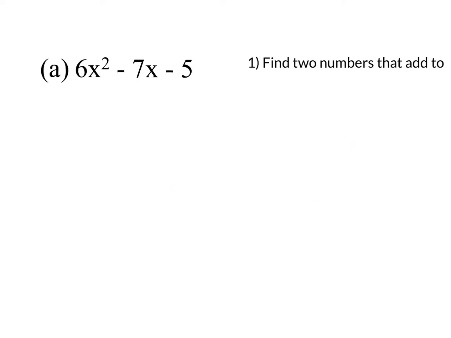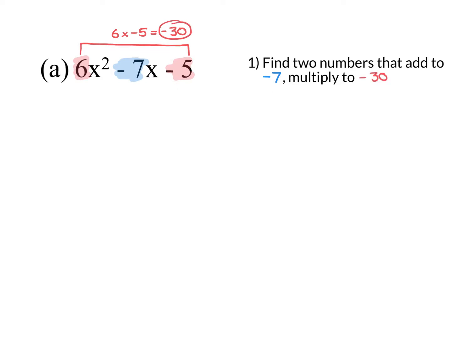Now, we have to find two numbers that add up to the middle number, which is -7. And those same two numbers should multiply to the a, meaning the number beside x squared, and the c, meaning the number by itself. So 6 times -5 is -30. So really, we need two numbers that add up to -7 and multiply to -30. I always like to figure out what two numbers multiply to -30, so let's do that one first.